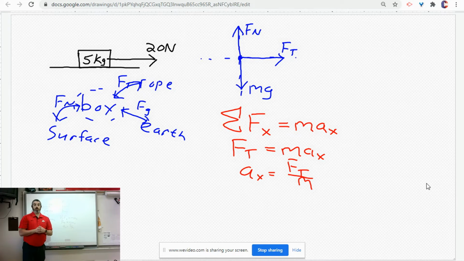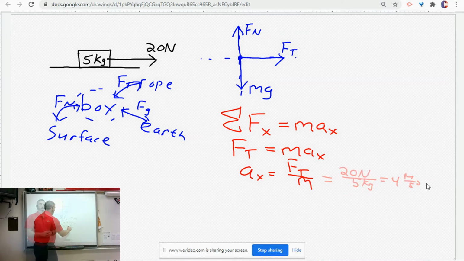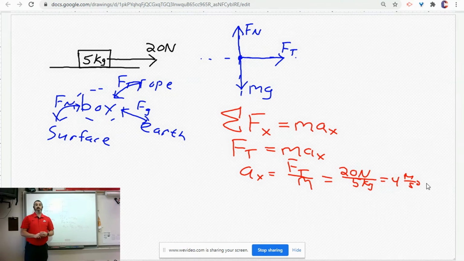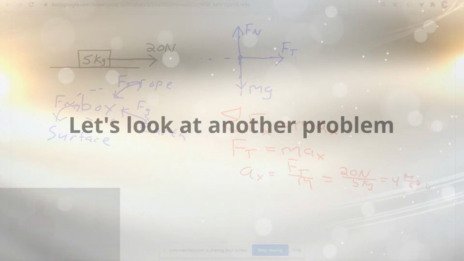Then I solve for the acceleration, and I get that the acceleration is equal to the tension force divided by the mass. And then I can plug my numbers in, and I can see that the acceleration of this block with no friction is 4 meters per second squared.